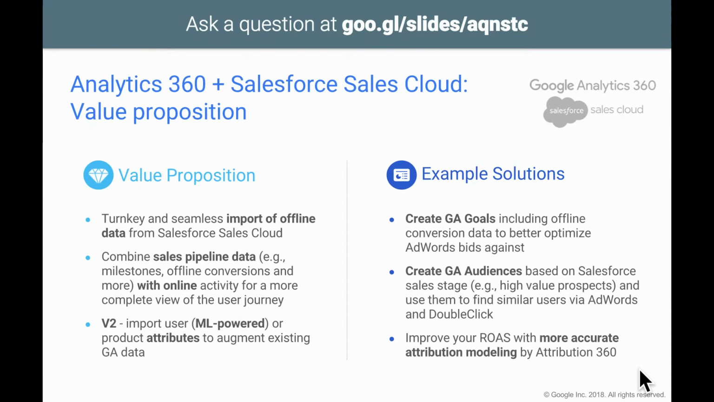And on top of that, of course, there will be the third one, which you can see there, which is the capability of exporting those goals into Attribution 360. And that feature, unfortunately, has not launched yet, but it's coming by end of Q1, which means Google Attribution 360 will be able to ingest this type of Salesforce data.